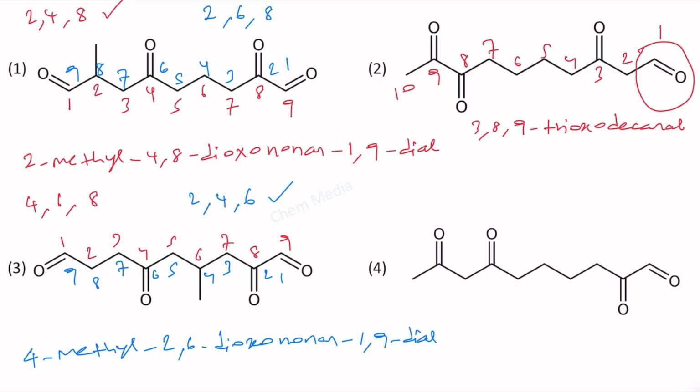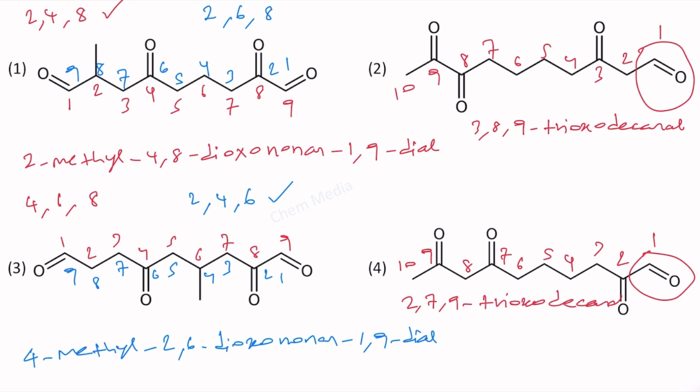For structure 4 we have an aldehyde here and therefore we need to do the numbering right to left. 1, 2, 3, 4, 5, 6, 7, 8, 9, 10. The keto groups are at 2, 7 and 9 positions. Therefore 2, 7, 9-trioxodecanal. That's the correct IUPAC name for structure 4.